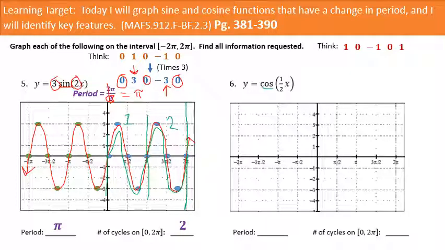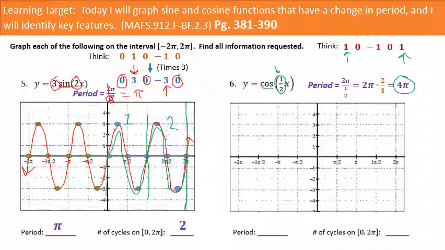Now what's the period? Well, the period's 2 pi divided by b, but b in this case is 1/2. So what we have is 2 pi divided by 1/2. All right, how are you going to deal with that? Think about your rules. Keep, change, flip. Convert that division into multiplication and take the fraction on the bottom and flip it upside down. So it becomes 2 pi times 2 over 1, which is going to equal 4 pi.